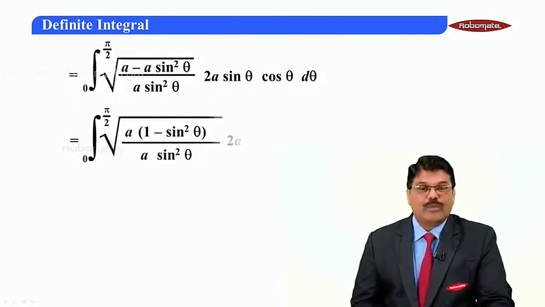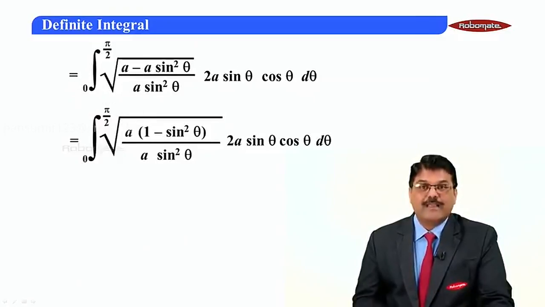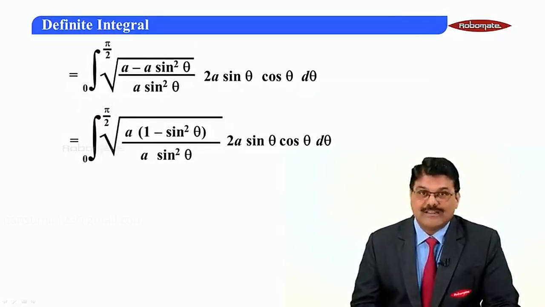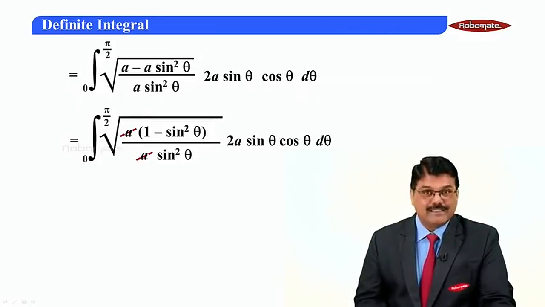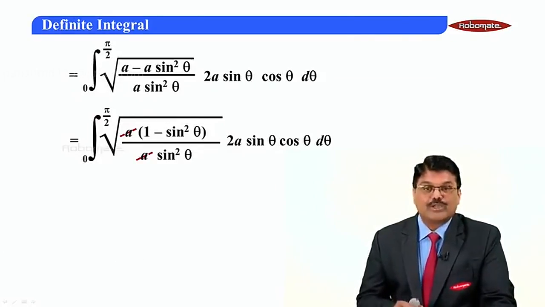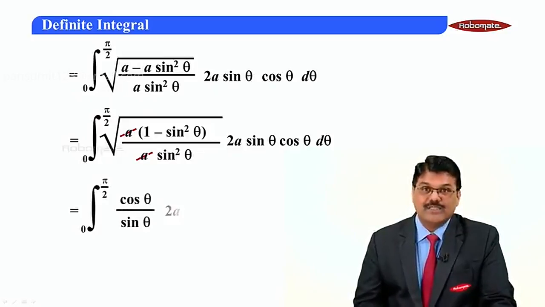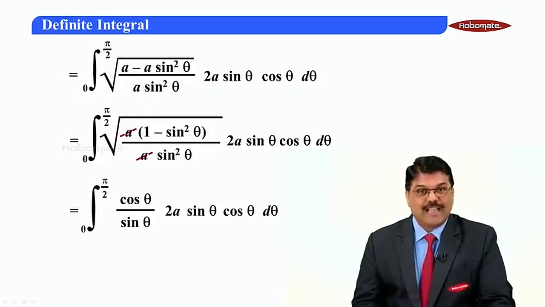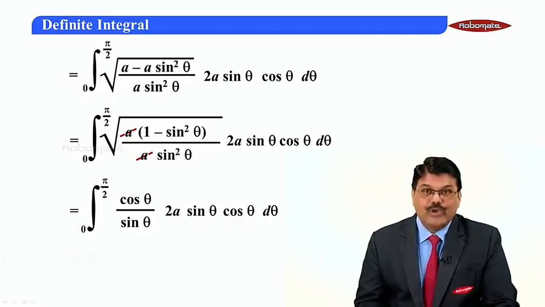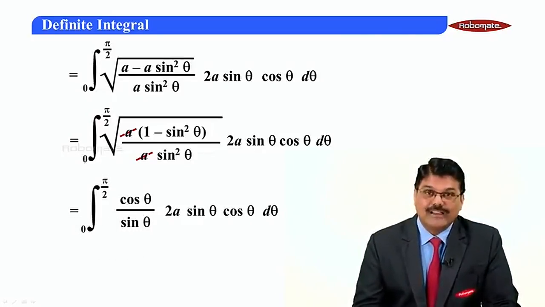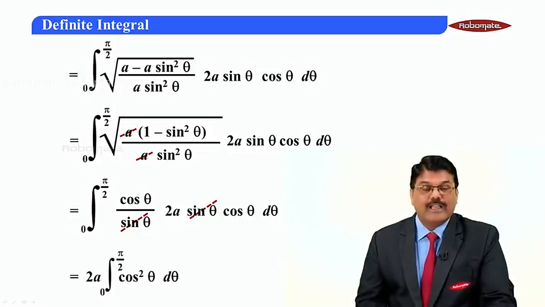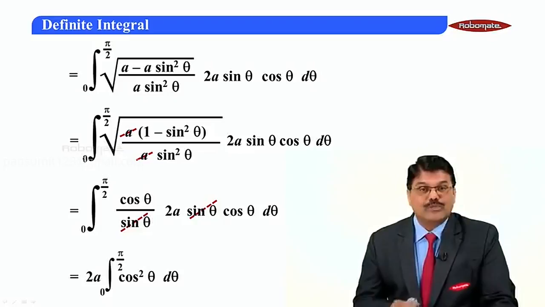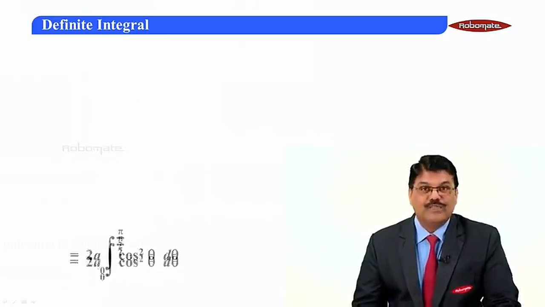If I take out a common from the numerator, I'll get in bracket 1 minus sin square theta. That becomes cos square theta. Right? This a will get cancelled. Now in under root, we have cos square theta upon sin square theta. That means it will be cos theta upon sin theta after cancelling the root, and into 2a sin theta cos theta d theta. Let us cancel the sin theta. Taking 2a outside, it becomes integration goes from 0 to pi by 2 cos square theta with respect to d theta.